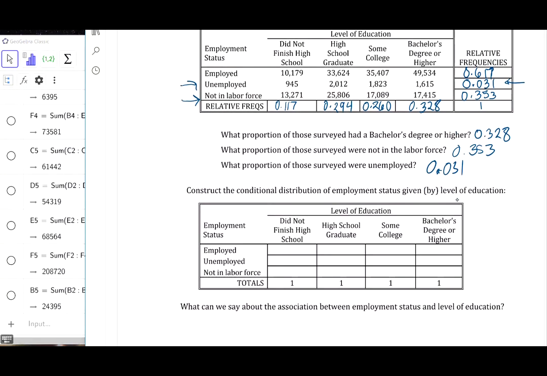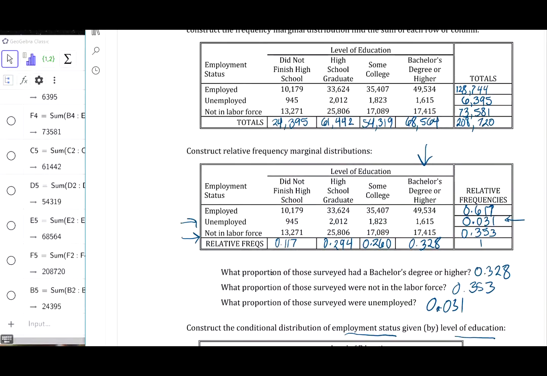Okay, one more way to look at this data. We're going to construct the conditional distribution of employment status given level of education. So now we're going to say if we knew their level of education, what is the distribution like for employment status? So looking back at our first chart here, we're going to look at the 10,179 people in our survey who did not finish high school, and then divide that by the total who didn't finish high school. So we're looking at the 10,179 employed people who didn't finish high school out of the total number who did not finish high school.